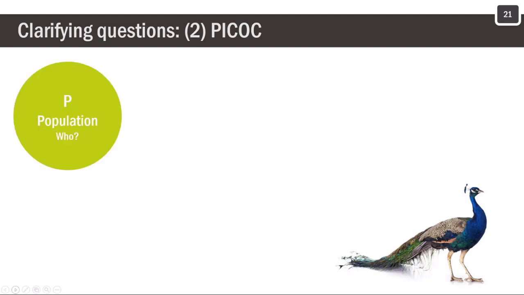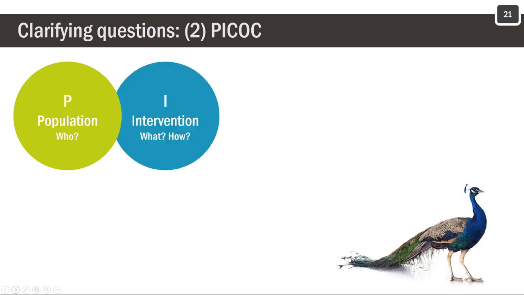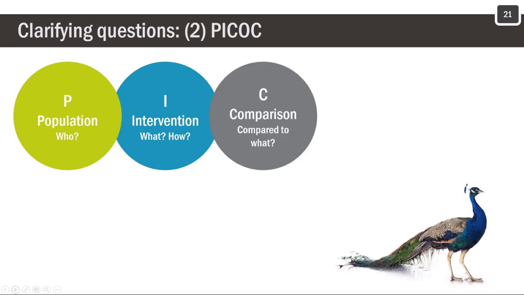So, here are the questions. P for population. To whom does the question apply? Does the question apply to the whole organization, particular unit within the organization, or particular group or category of employees? I for intervention. What or how? What are you investigating? Are you investigating a particular management practice or technique or a particular individual, group, or organizational factor that affects organizational behavior?